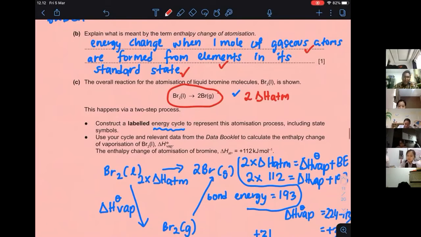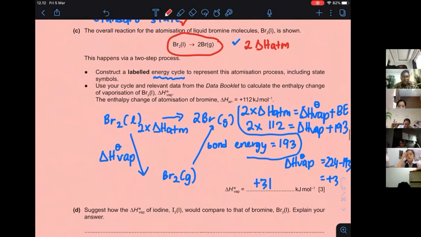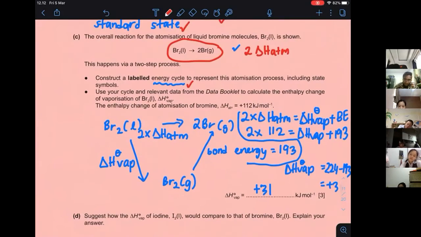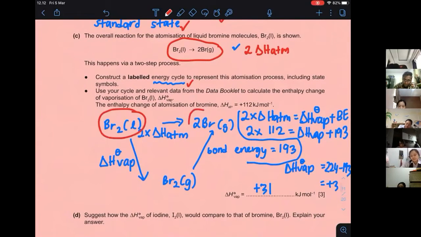If I continue, the overall reaction of atomization is given, and we need to construct an energy cycle to represent this, and then use the cycle to calculate the enthalpy change of vaporization. So what I did was rewrite this, and I know that this is going to be 2 times the enthalpy of atomization.